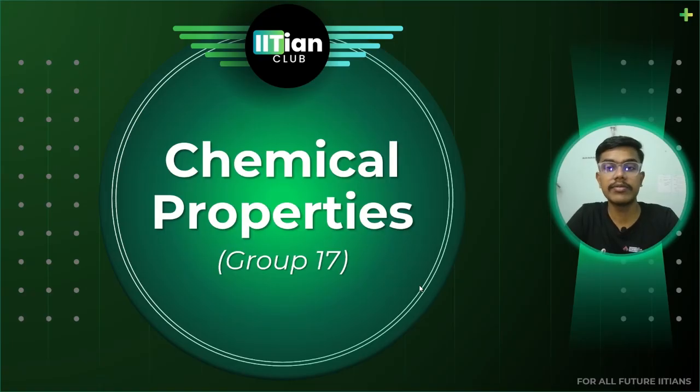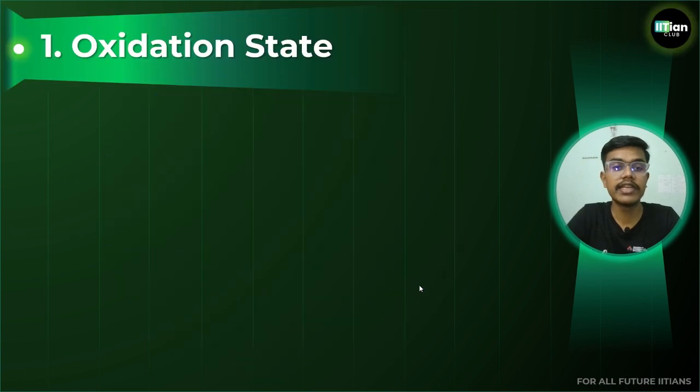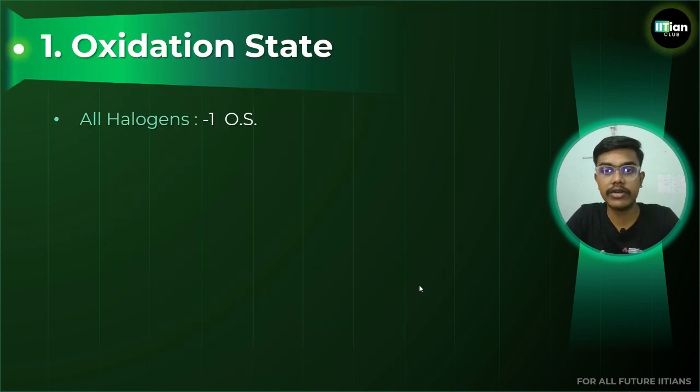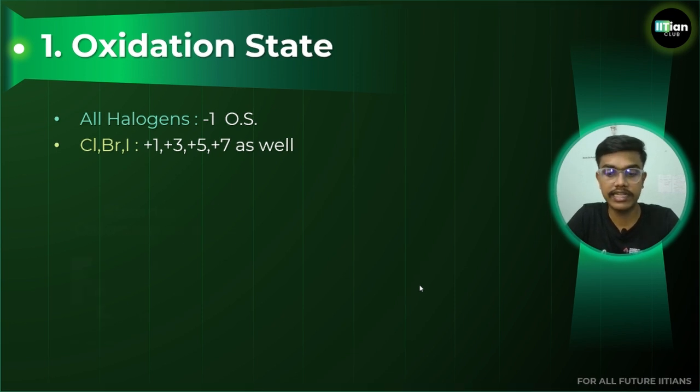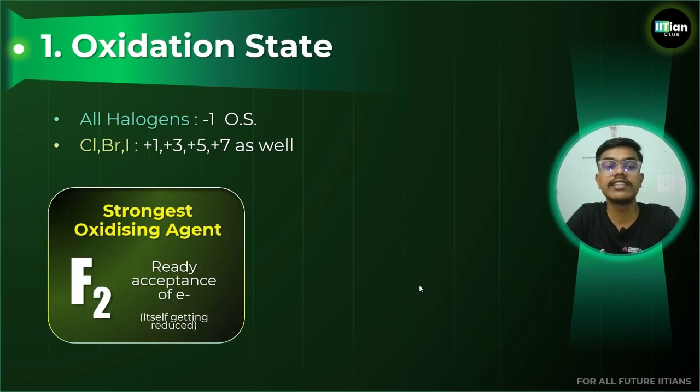Next, we have chemical properties of group 17, beginning with oxidation state. All halogens show the -1 oxidation state. Chlorine, bromine, iodine show some other oxidation states as well. And fluorine is the strongest oxidizing agent. That is, it has the ability to oxidize others and itself get reduced. It has a high tendency to accept an electron.